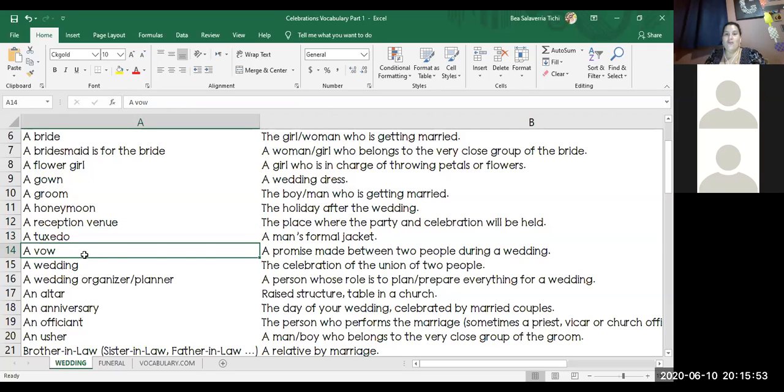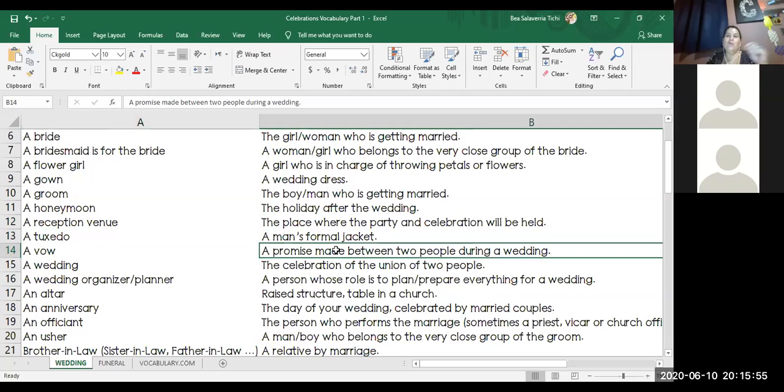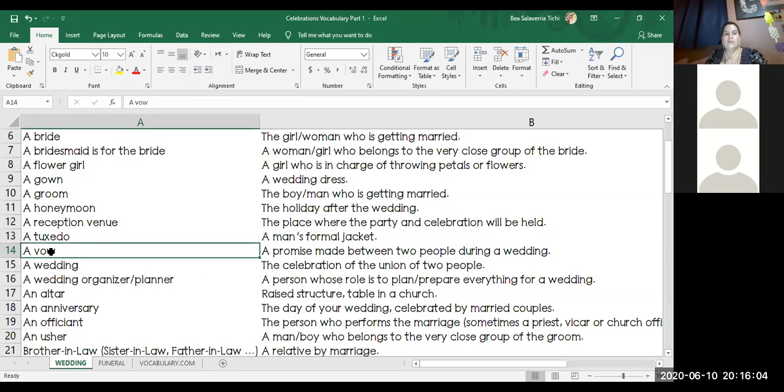A vow is that paper that you write and you tell the person when they're about to get married. Those are the vows, los votos nupciales. Like the paper: Dear John, this day I want to tell you. Okay, those are the vows. Then we have the wedding, which is everything, including the celebration.